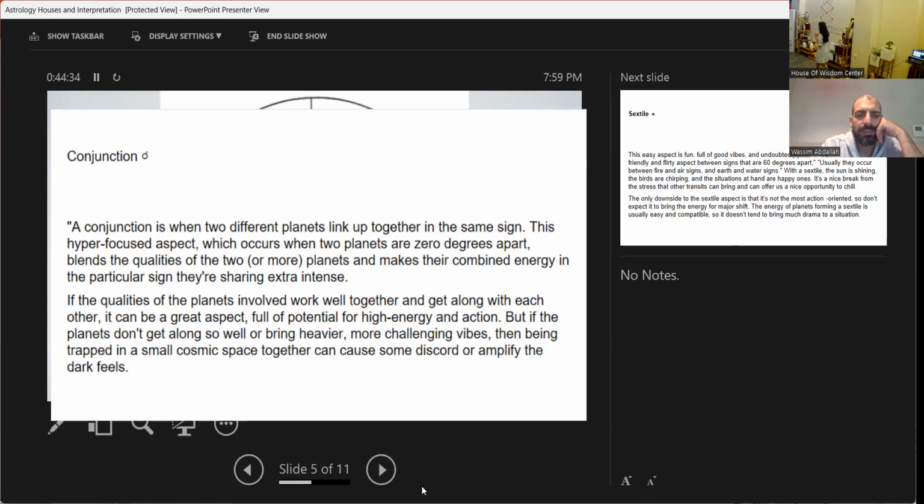This hyper-focused aspect occurs when two planets are 0 degrees apart, meaning that they've completely aligned, right? It's as if they're inseparable. Blend the qualities of the 2 or more planets. Sometimes this conjunction can be multiple planets.